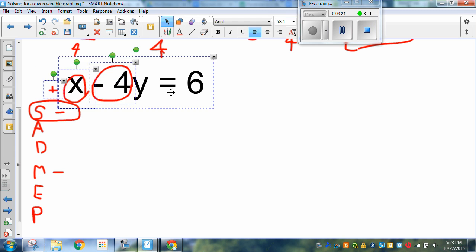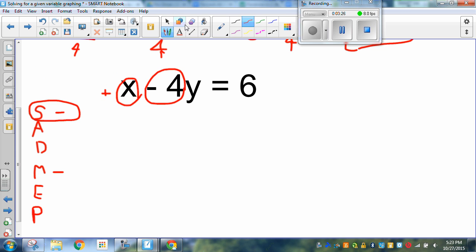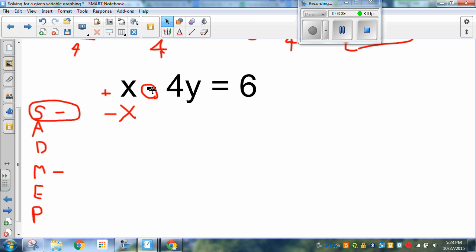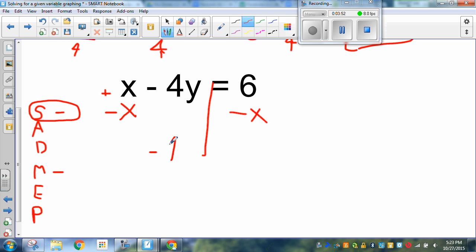So let's think about this. How could I get rid of a plus x, a positive x? I'm going to erase these circles to make it a little more apparent. If this is positive x, I need to do minus x. You might be tempted to say plus x because there's a minus sign here, but again, we already talked about that. The minus sign is going with the 4 over here. So after I do this, what I do to one side, I must do to the other. We're going to get minus 4y. The negative stays there. The x's cancel. And you get, on the other side, 6 minus x.